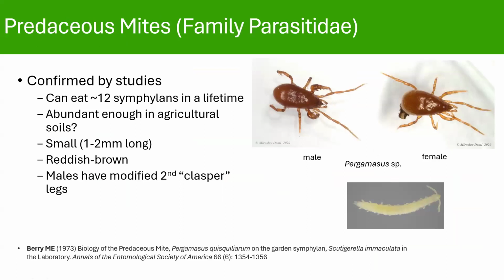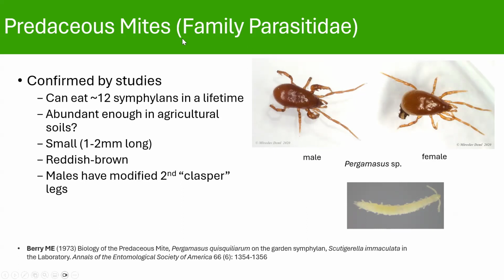This is one particular one that I was able to find. It's been confirmed by a few studies done way back in like the 60s and 70s, particularly this one by Barry, who discovered that each one of these mites from this genus, Ecdysis, could eat 12 Symphylans in its lifetime, and they have 5 generations in the time it takes a Symphylan to complete one. So you can imagine how many Symphylans they could be eating. It's really amazing. He wasn't sure they were abundant enough in agricultural soils because they're mostly in the woods.